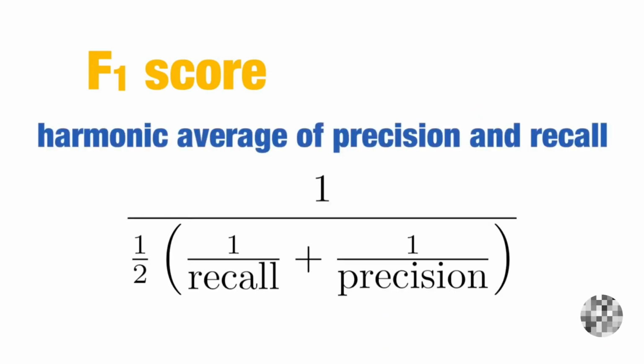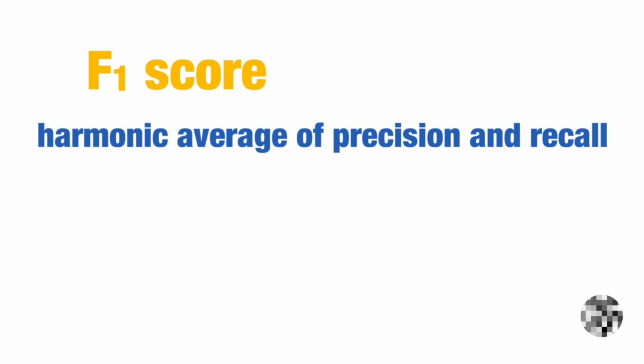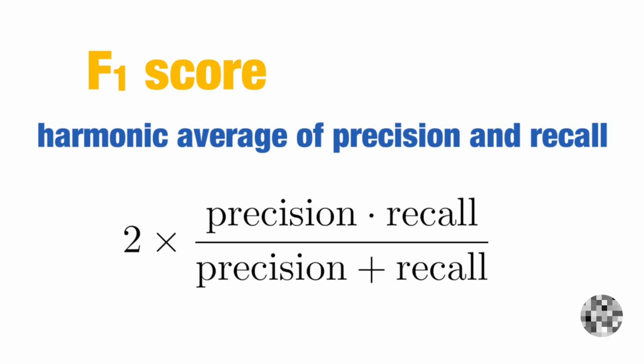Because specificity and sensitivity are rates, it's more appropriate to compute the harmonic average. In fact, the F1 score, a widely used one-number summary, is the harmonic average of precision and recall. Because it is easier to write, you often see the harmonic average written like this when defining F1.